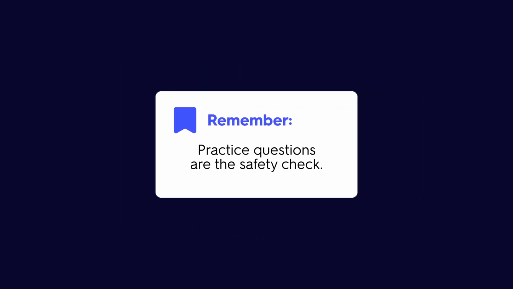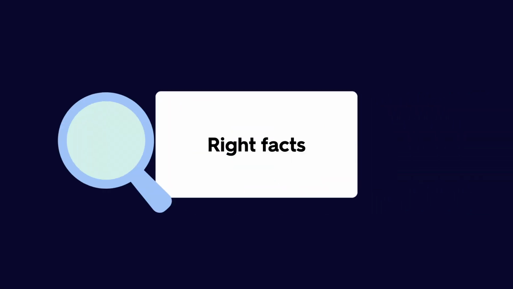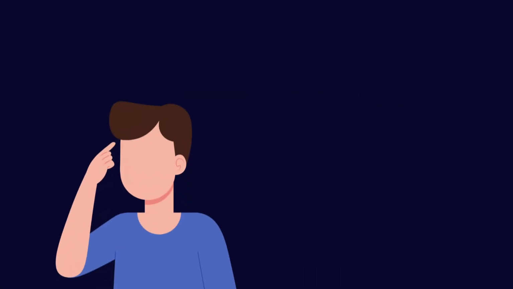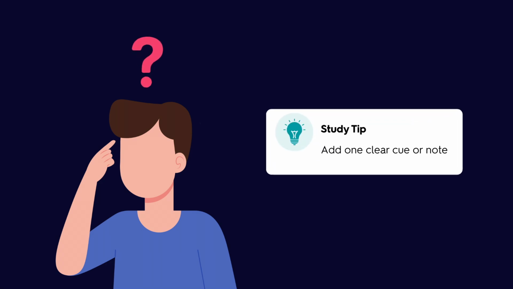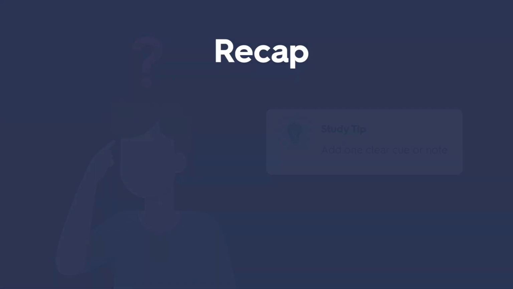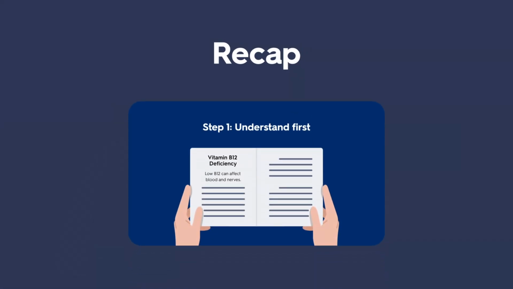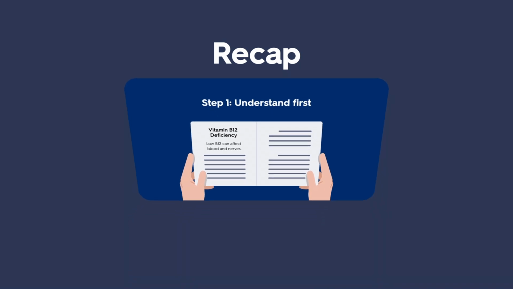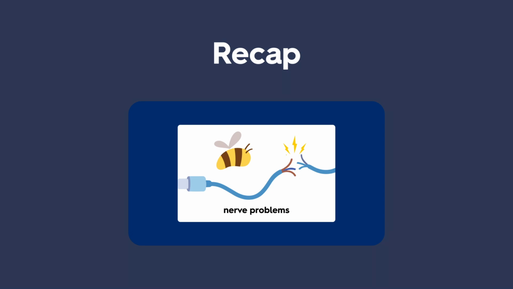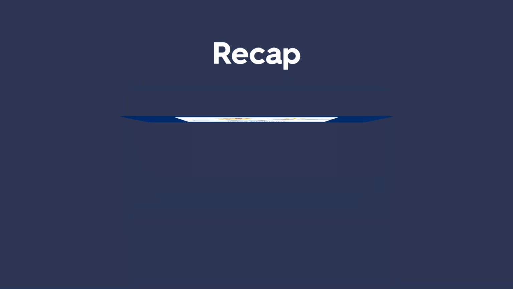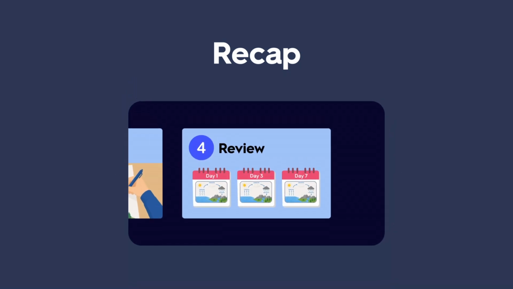Practice questions are the safety check. They show whether your mnemonic helps you remember the right facts. If a question reveals a missing or a confusing detail, add one clear cue or note instead of rebuilding the whole picture. To recap, visual mnemonics work best when you understand the idea first, choose only the key facts, and connect each fact to one clear image cue. Then review the mnemonic with practice questions to check what you remember.